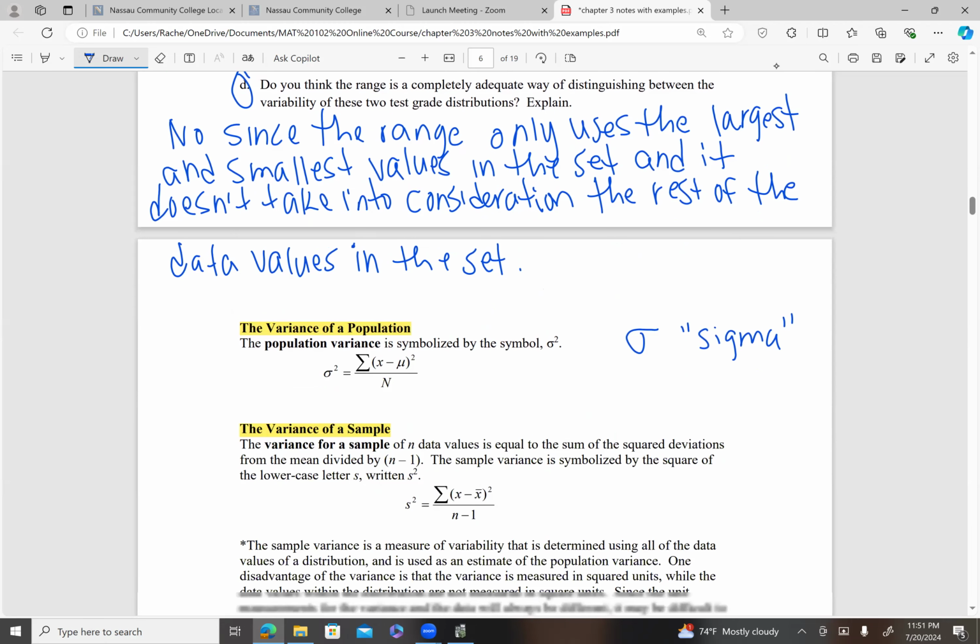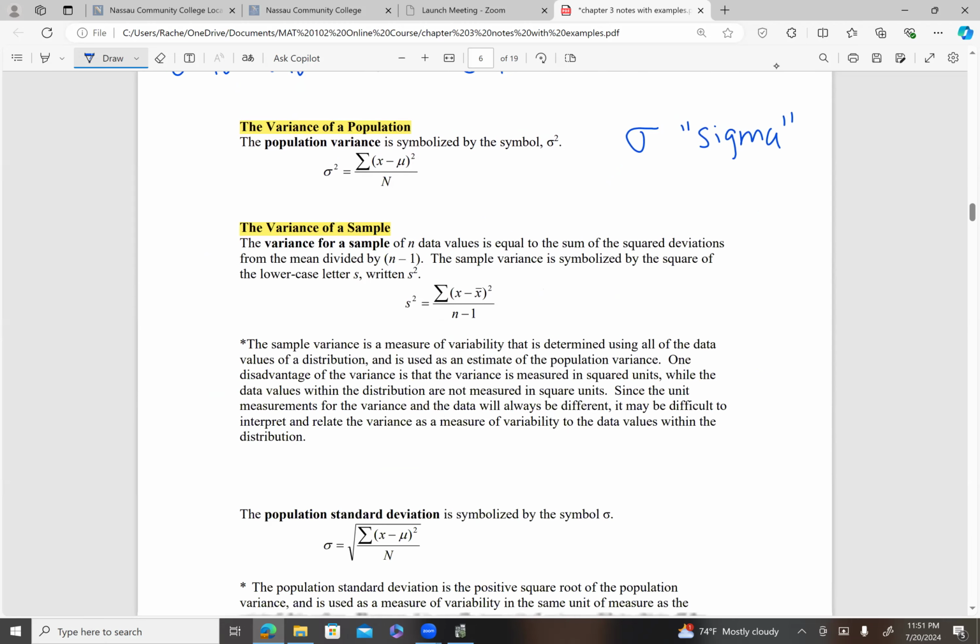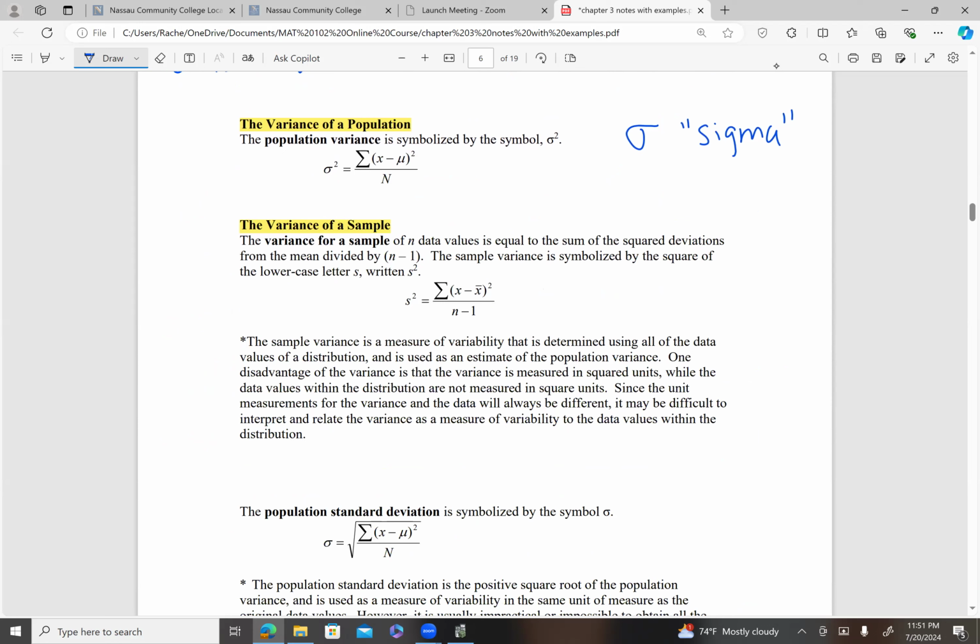So what we're trying to do now is come up with a measure of variability where we use all the data values in the set. We're going to find the difference between each data value and the mean, and square it. I'll talk about why we do that in a minute. Then sum them up and divide by either n or n minus 1, depending on whether we're calculating the population variance or the sample variance.